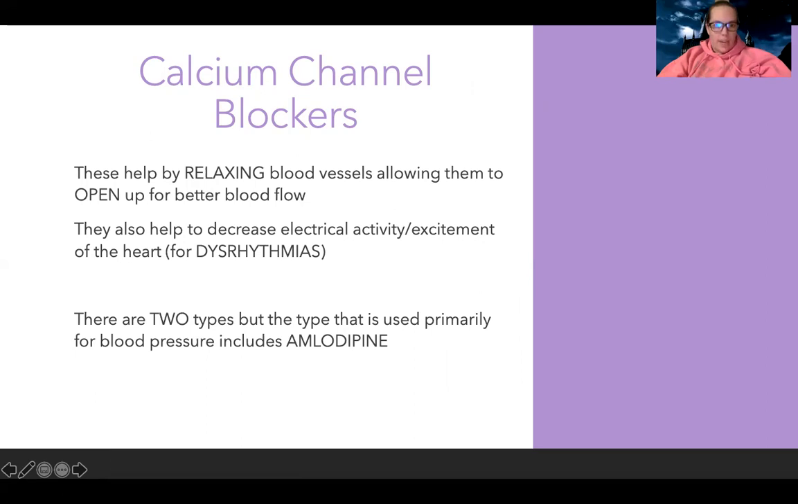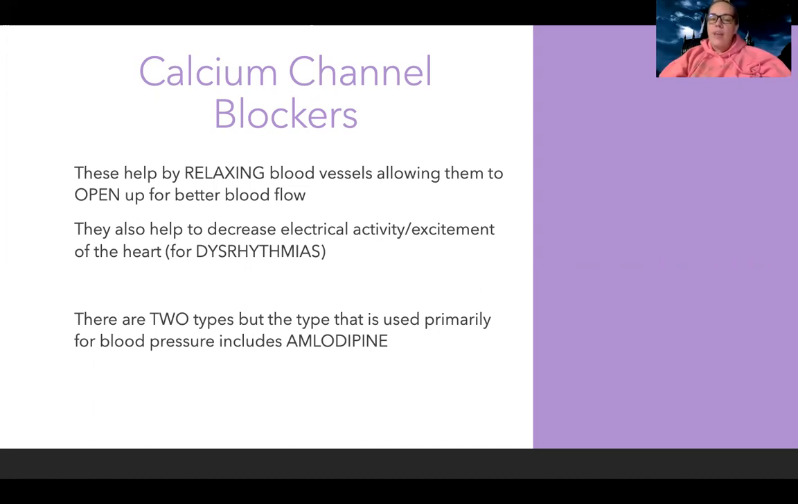Last but not least, there's calcium channel blockers. I know you didn't believe I would ever get to the end. These help by relaxing blood vessels and allowing them to open up and have better blood flow. Are you seeing a pattern here? Almost all of these help open up the blood vessels and allow for better blood flow.